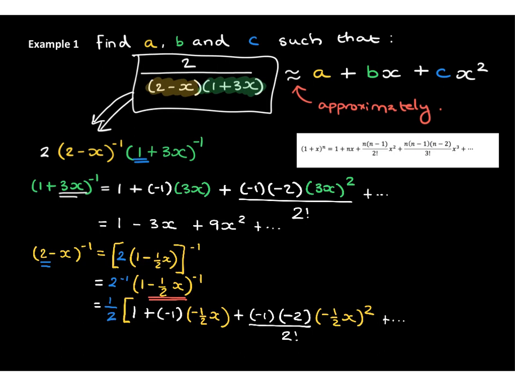And again, I'm going to stop at the term in x squared, because remember, we only want an approximation that goes up to the x squared term. So we're now going to simplify all of this, making sure we multiply each term by the factor of a half at the start, and you will see that the answer we get is a half plus x over 4 plus x squared over 8.